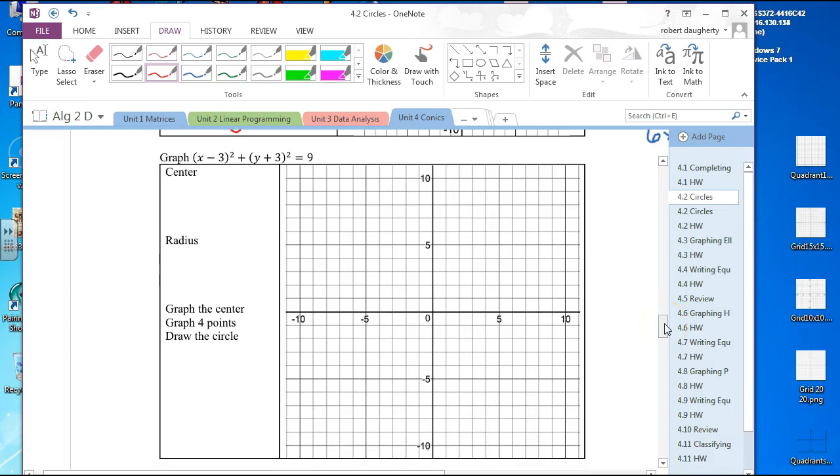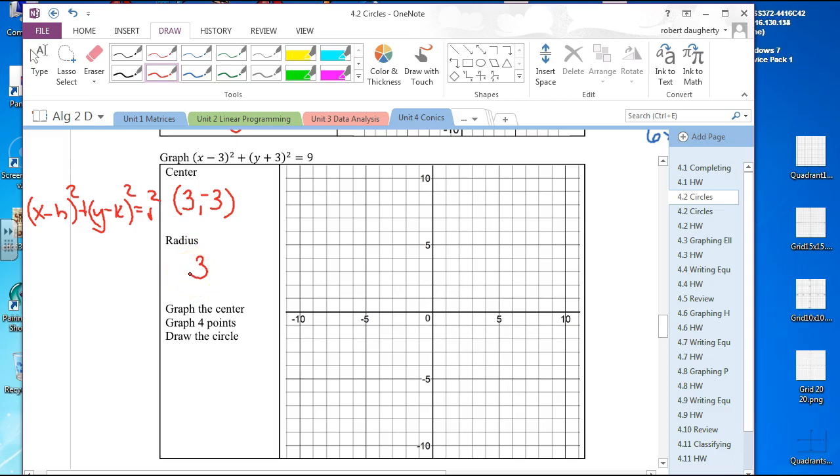Graph the particular circle that you see here. The center of this circle is going to be 3, negative 3. Remember it's (x minus h) squared plus (y minus k) squared equals r squared. The radius is going to be the square root of 9, which is 3.